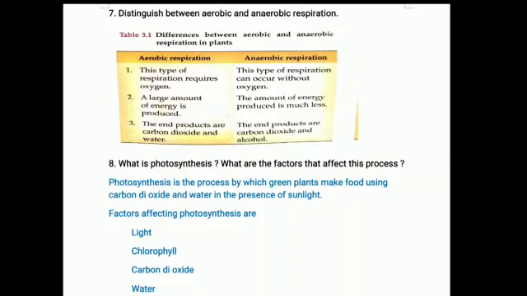So next, what is photosynthesis and what are the factors that affect this process? Photosynthesis is the process by which green plants prepare food using carbon dioxide and water in the presence of sunlight. Some of the factors affecting photosynthesis are light, chlorophyll, carbon dioxide and water.